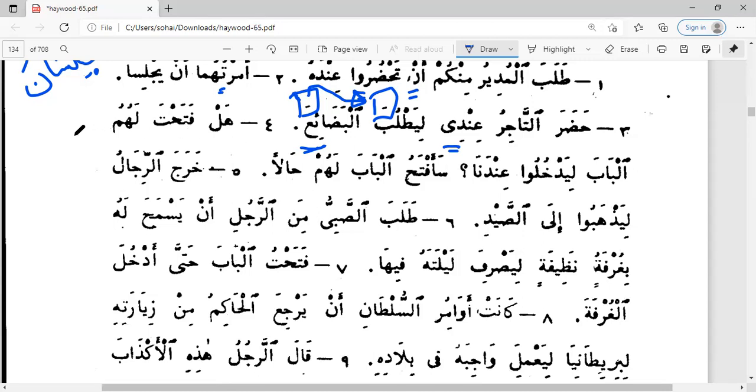هل فتحت لهم الباب ليدخل عندنا. Again, the same li before a verb makes it subjunctive. So before it was yadkhulu and yadkhuluna. First, you had noon before, which drops because of the li. It means in order to. So did you open the door? Fatahta means did you open for them the door? So did you open the door for them in order that they come to us?